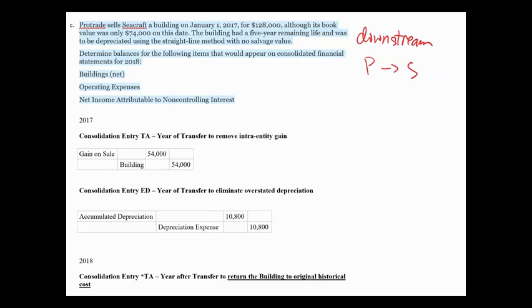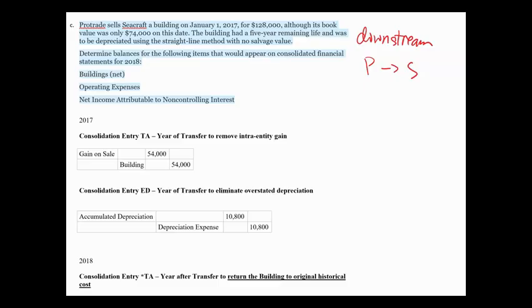The first one is entry TA. Entry TA is to eliminate those intra-entity gains, normally a gain or loss related to this transfer. TA means transfer of depreciable asset. And the second entry is entry ED. It means excess depreciation. Okay, so let's look at what the entry looks like. In this situation, we debit gain on the sale and credit building.